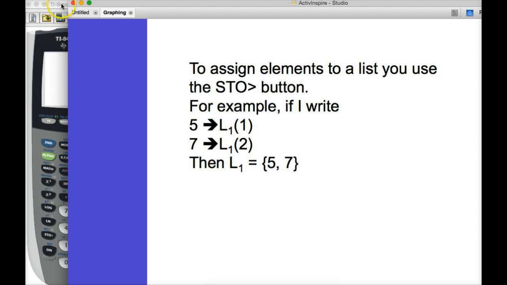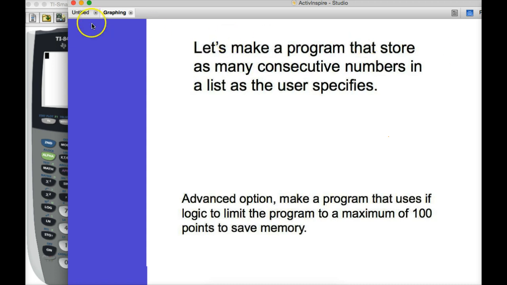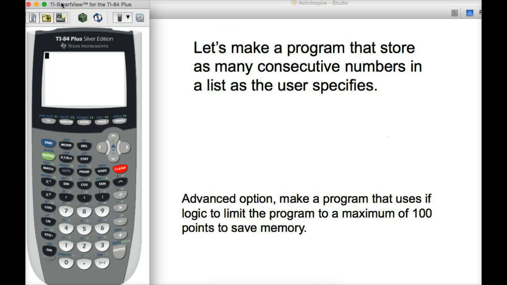And to store these, you use the store button. I like to use the store that looks like that. Sometimes that confuses kids because when you're programming it looks like an arrow. So if I put 5 into L1 element number 1 and 7 into L1 element 2, and then I were to call L1, I would get this list, 5, 7. And notice the curly braces. That's typically how lists are denoted.